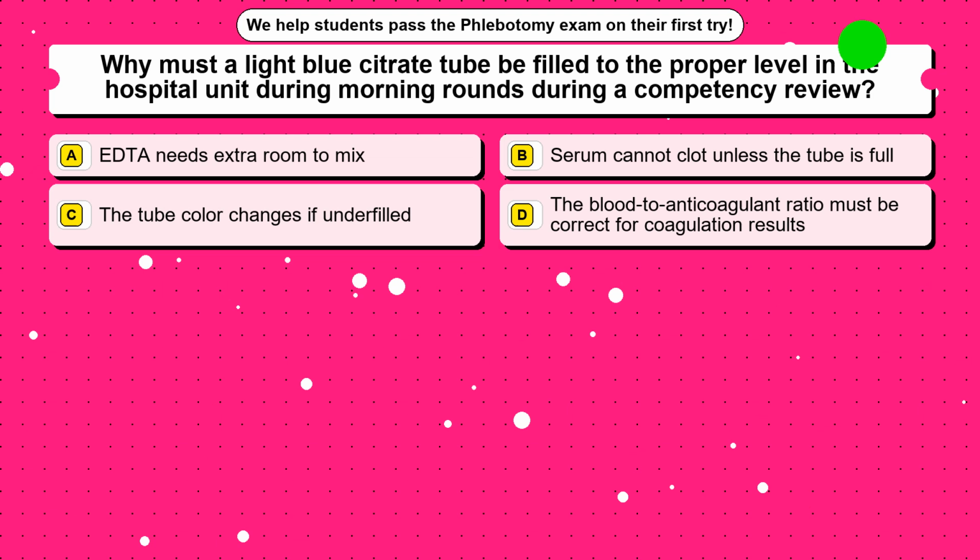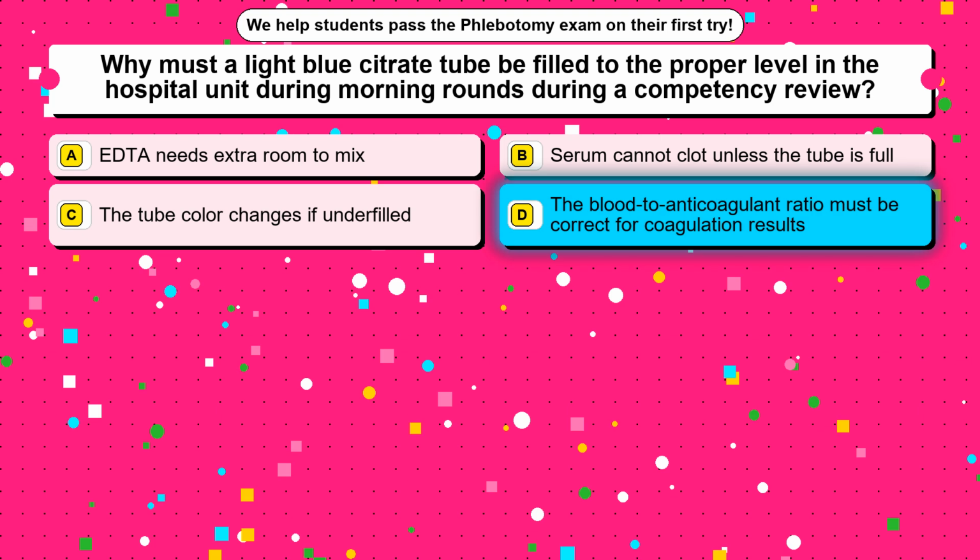Question 8. Why must a light blue citrate tube be filled to the proper level in the hospital unit during morning rounds during a competency review? Option A, EDTA needs extra room to mix. Option B, serum cannot clot unless the tube is full. Option C, the tube color changes if underfilled. Option D, the blood to anticoagulant ratio must be correct for coagulation results. The correct answer is option D. The blood to anticoagulant ratio must be correct for coagulation results.